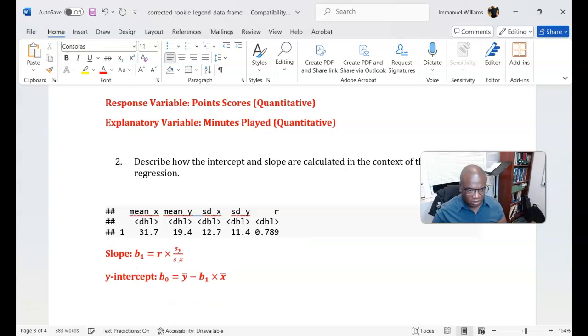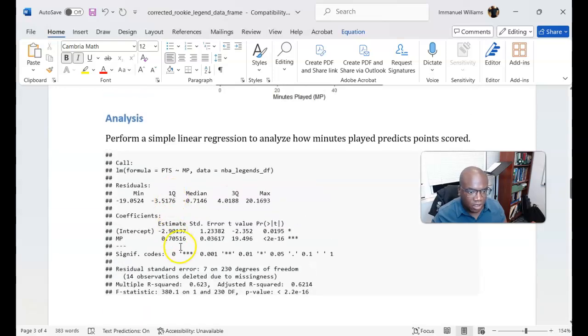And then do some calculations. With this being the case, this is going to be 0.789 times the ratio of 11.4 divided by 12.7. You already have the answer. You have your calculators, but you can confirm that it's going to be this.